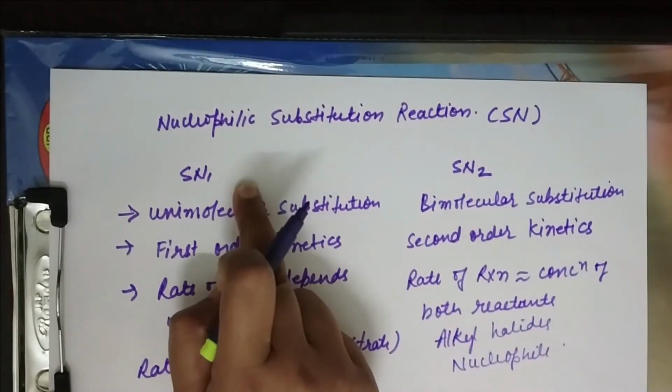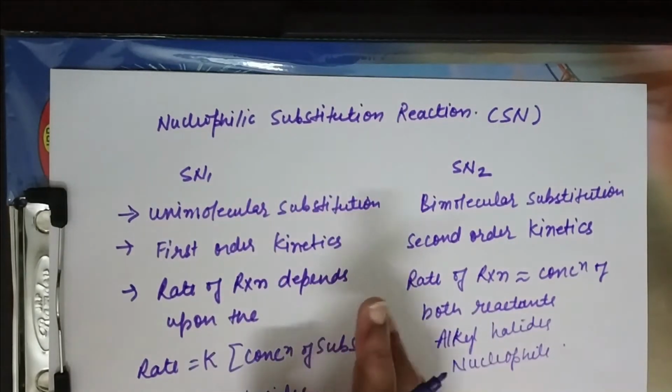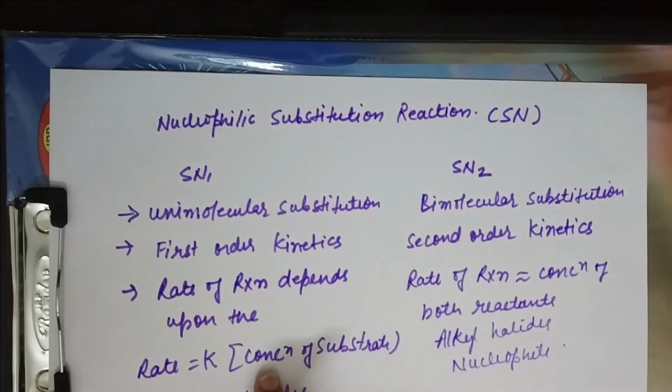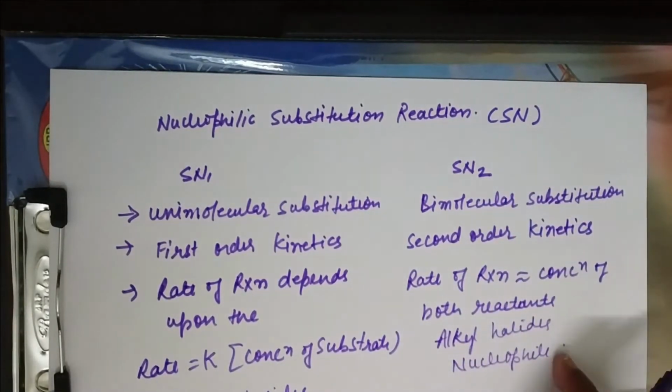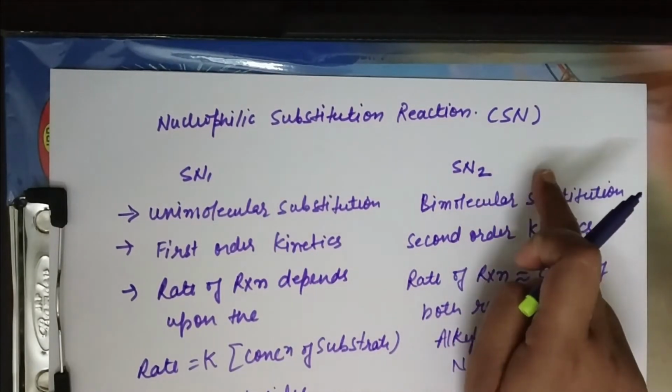The SN1 type reaction is independent of the concentration of the nucleophile. It simply depends on the concentration of the substrate, which is the alkyl halide, while the SN2 reaction depends on both the concentration of the alkyl halide and the concentration of the nucleophile. That is why it is called a bimolecular substitution reaction.